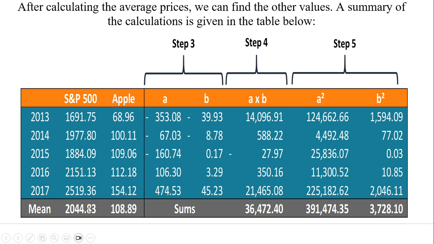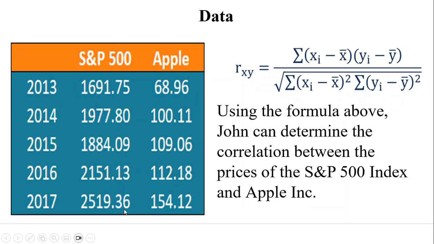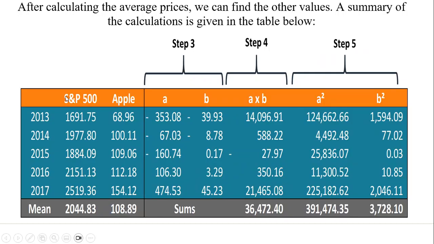The mean of S&P 500 and Apple, where we have it here. Now let's get to our formula. Can you see now we need to find what? Xi minus mean x bar. So it means that we need to start subtracting S&P 500 from what? From the mean. Don't forget, what's the mean of S&P 500?